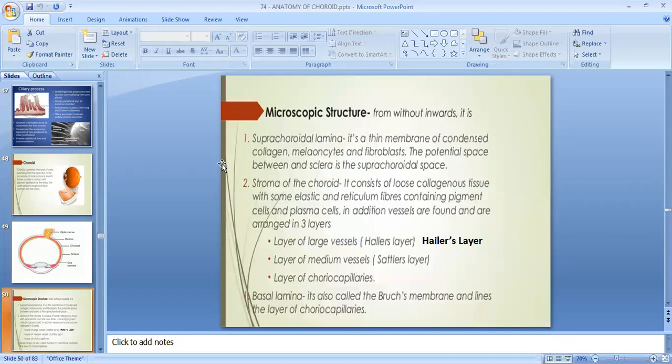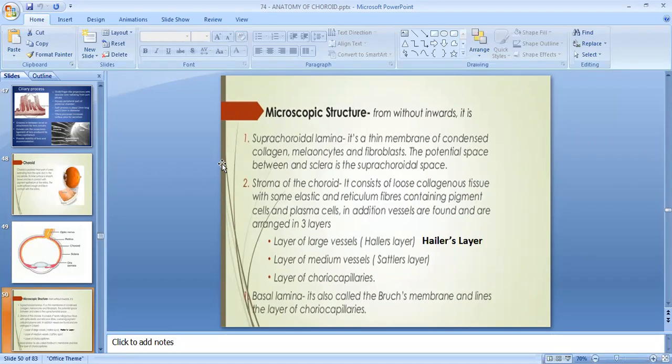Then microscopic structure of choroid, from out inwards. It is a suprachoroidal lamina. Firstly, the suprachoroidal lamina is a thin membrane of condensed collagen, melanocytes, and fibroblasts. The potential space between this layer and the sclera is called the suprachoroidal space.